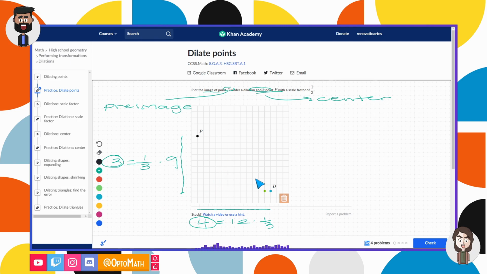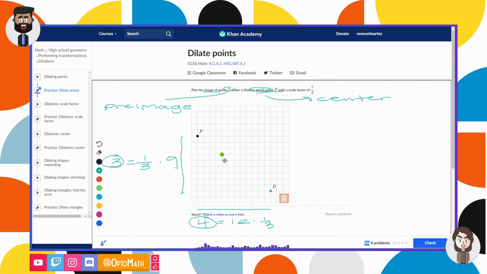Great. Okay, so where do I start? I'll start from P and move this point. I go down 3, and then I'll go over 4. So we start, go down 3, and over 1, 2, 3, 4. There it is.